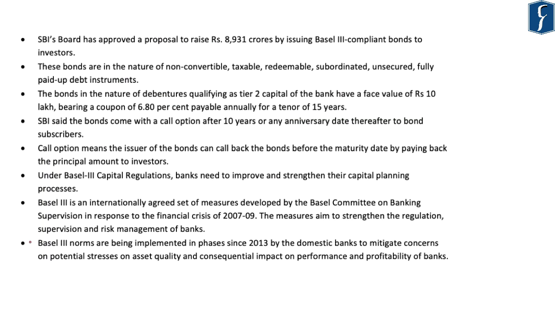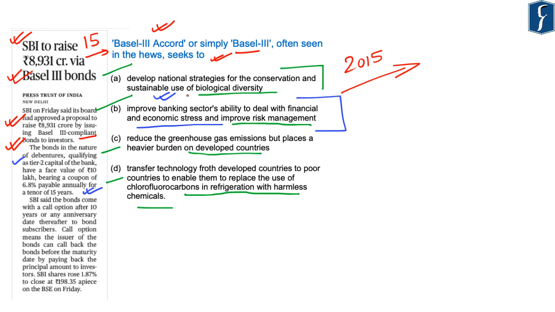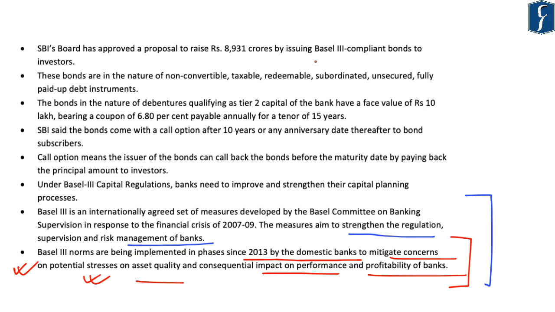So in this regard, you need to know certain basic facts with respect to the Basel III Accord. First and foremost, Basel III norms are being implemented in phases since 2013 by the domestic banks to mitigate concerns on potential stress on asset quality and consequential impact on performance and profitability of banks. And overall, the Basel III norms aim to strengthen the regulation, supervision and risk management of banks. So basically, by adhering to Basel III norms, it improves the banking sector's ability to deal with financial and economic stress and improve risk management.